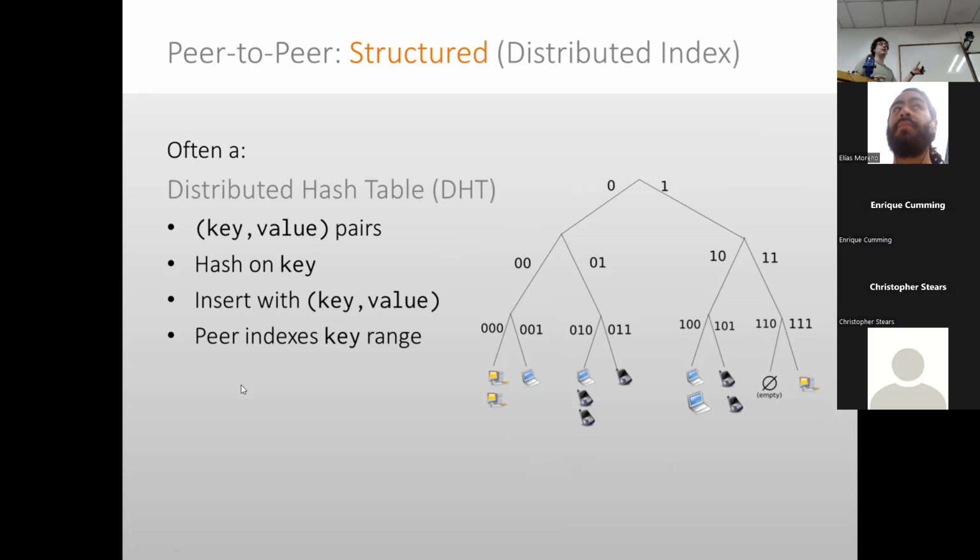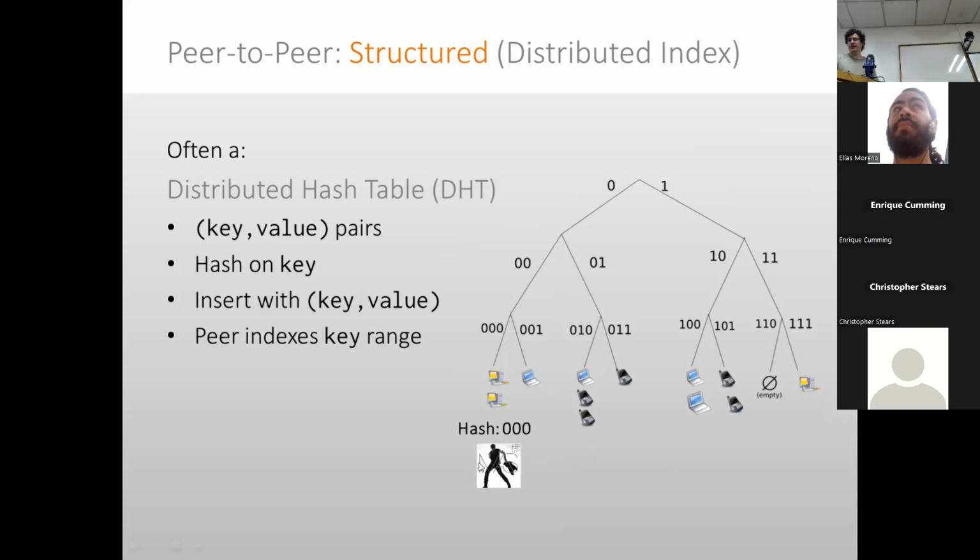So we have essentially our data organized as key value pairs. The key might be the name of the album or something like that, and the value could be the actual songs themselves. We hash on the key, and we insert the data with the key value. So essentially each peer is managing a key range. For example, some peers are managing all the things that happen to have a key with a hash that starts with 000, another peer is managing all the content with 001, and so forth.